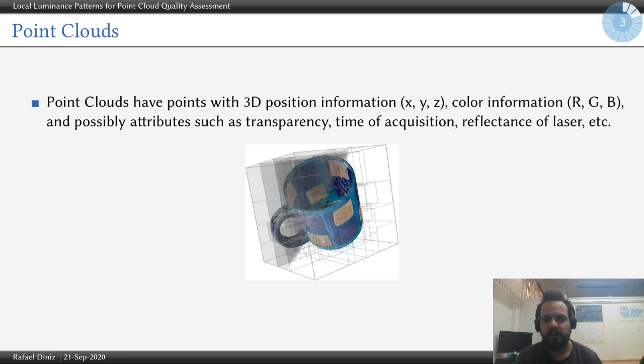So, what are point clouds? Point clouds are a data structure containing points with 3D position information, plus color information, plus sometimes other attributes like normals, transparency, and so on.